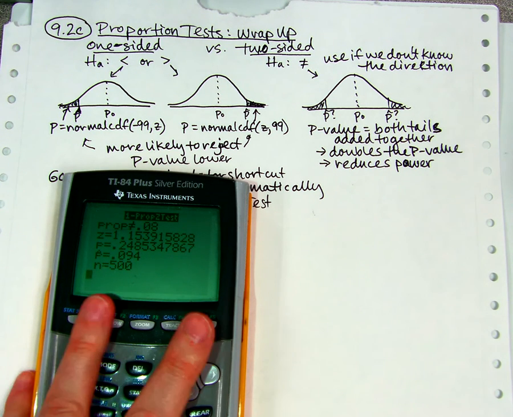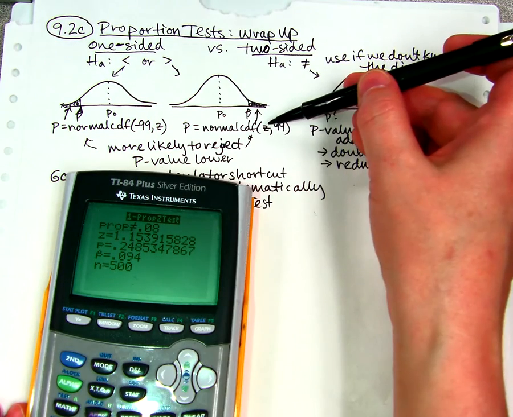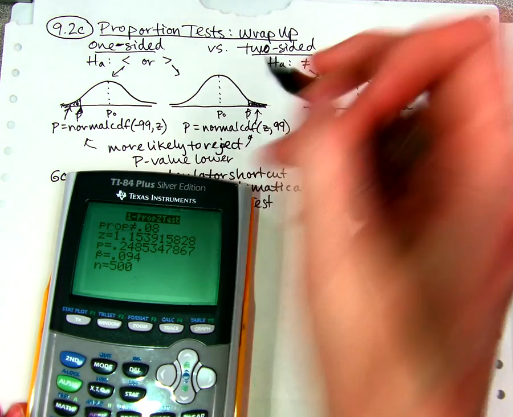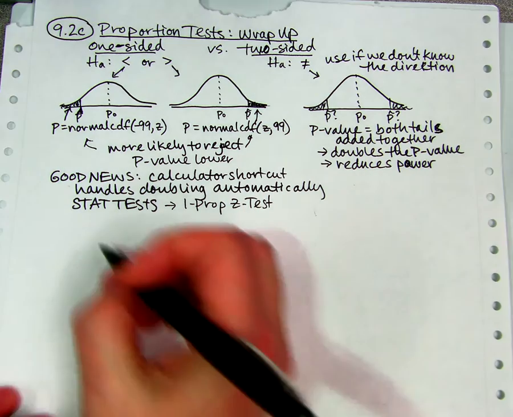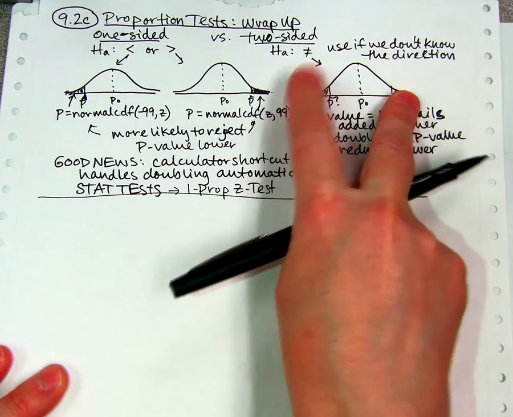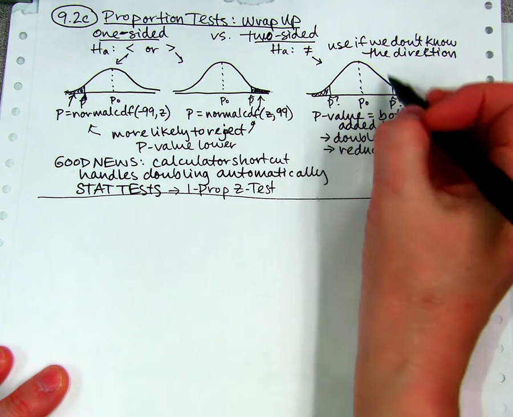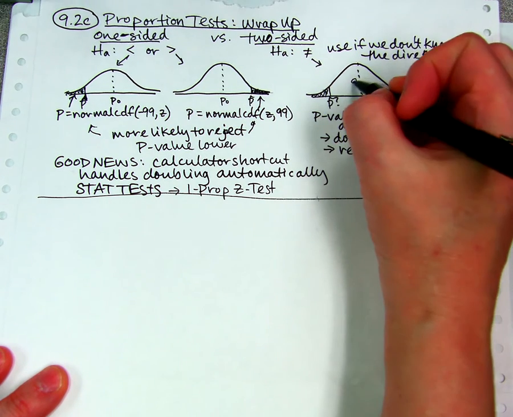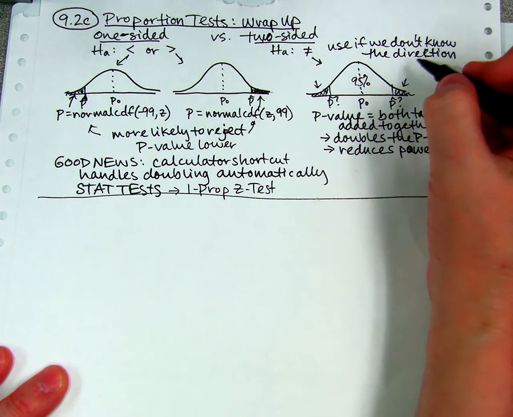But I wanted to let you know that if you're doing it with this method, you would need to remember to double. And if you're doing it with the calculator, you don't need to worry about that because it doubles it for you. And then one more thing I want to talk about, and that is that the two-sided test kind of reminds me of that confidence interval thing we did before, because this middle piece is 95% in the middle, and then these pieces put together are 5%.